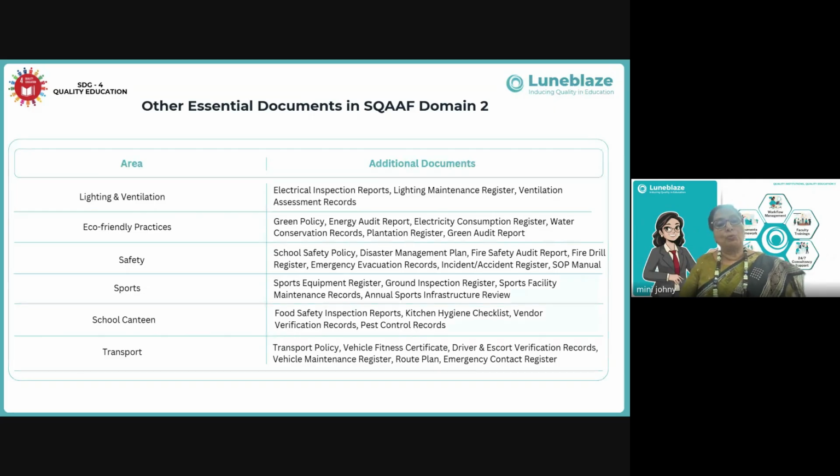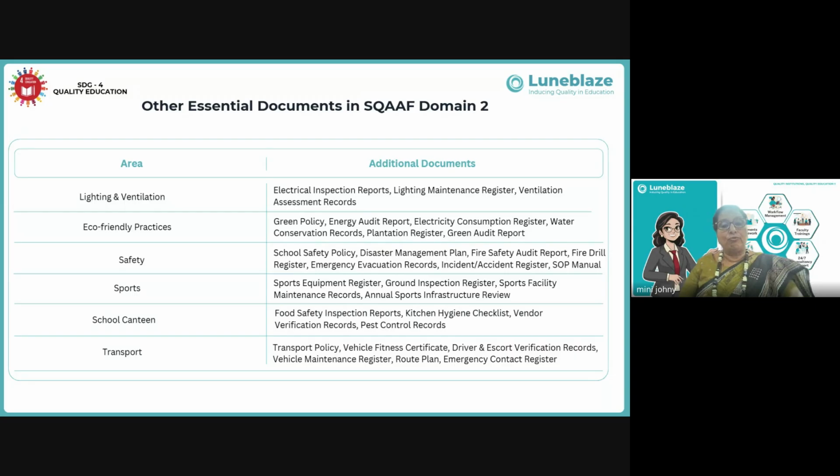Sports equipment register: every year we will buy. Ground inspection register: every day go and inspect. Somebody should be responsible for that. Before going into the classroom, check in the morning: is there a snake? Sports facility maintenance record. Annual sports infrastructure review, like an annual exam.